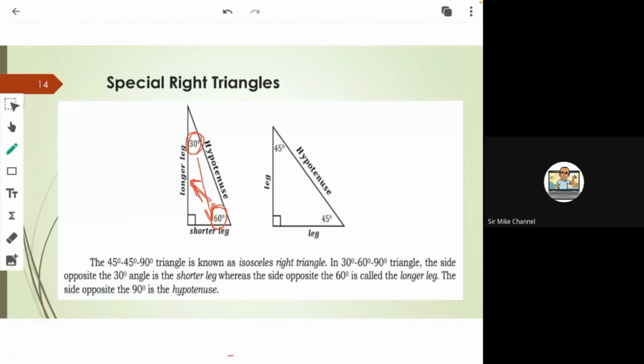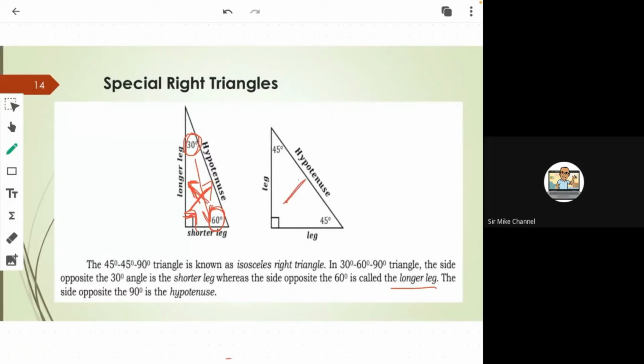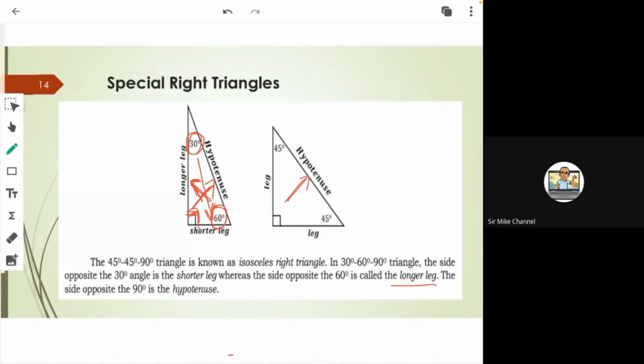Kung mas mataas yung measurement ng angle, mas mataas ang measurement ng line segment niya. So, it's called the longer leg. And the opposite of 90, ito yung hypotenuse. Ito yung 90 degrees, opposite natin ay 90, itong hypotenuse. Sa 45, 45, 90 degrees, tawag na ito isosceles right triangle because equal sila. Equal yung measurement ng dalawang sides ng triangle na ito.